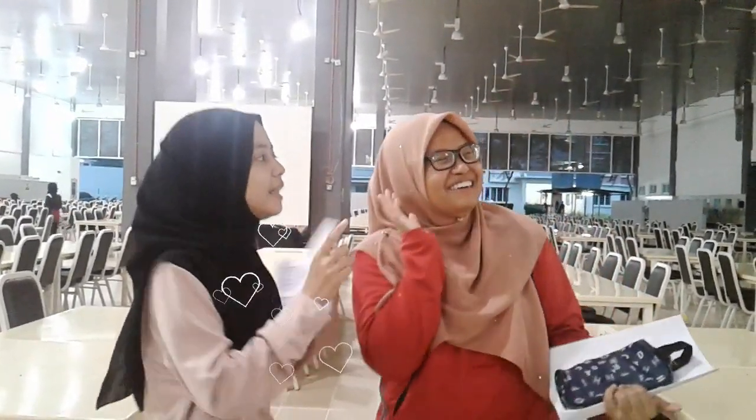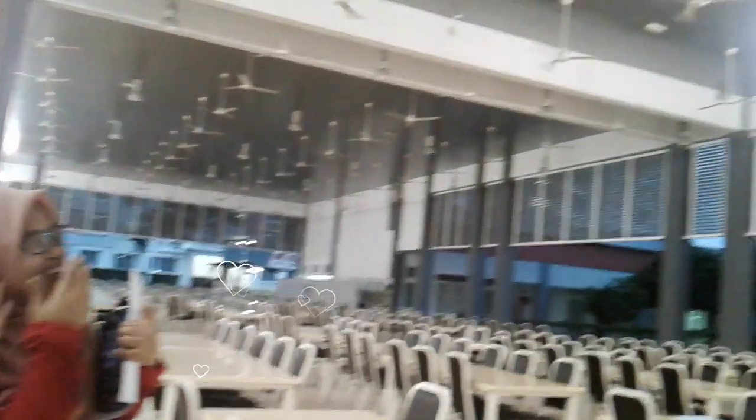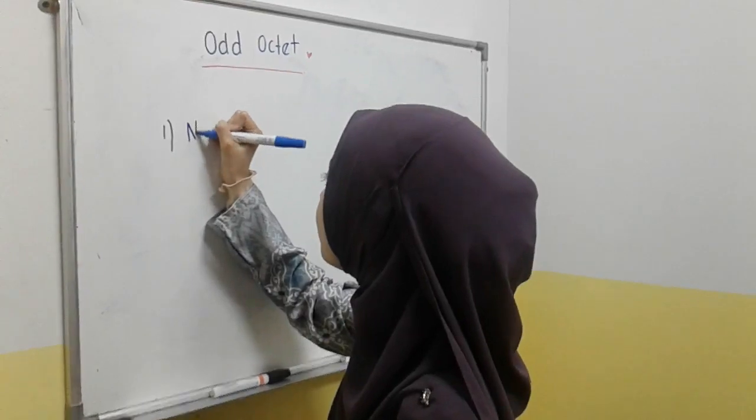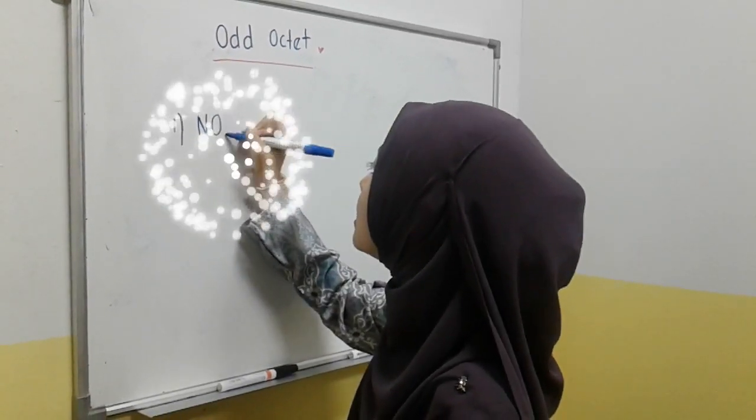Nuri, can you explain the odd octet? Sure, it's easy. Look at that. Here is the odd octet compound, which is nitrogen dioxide.